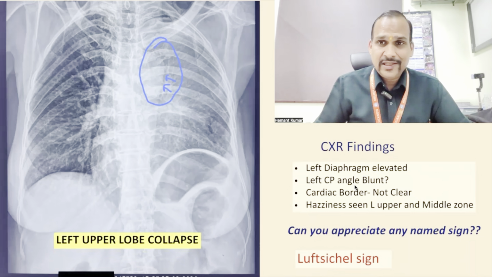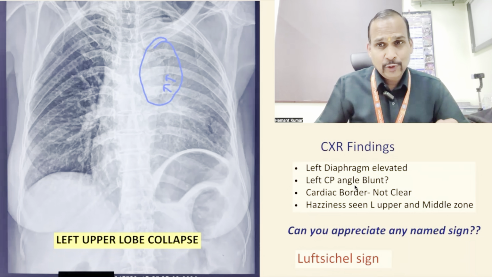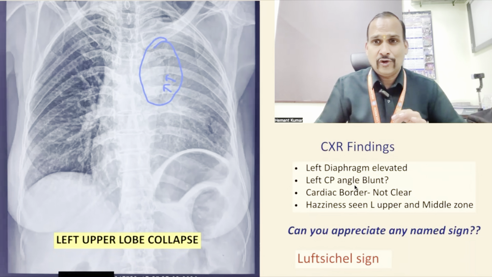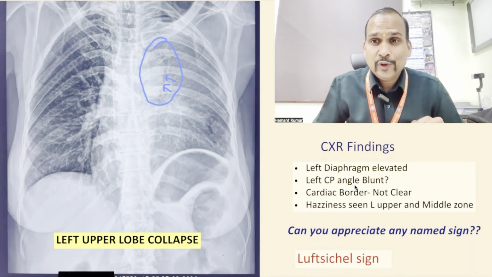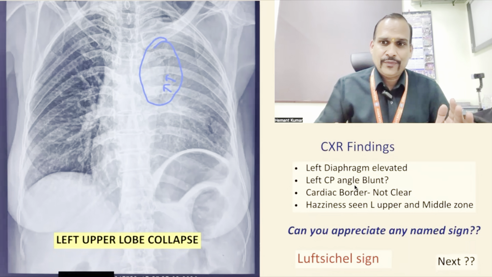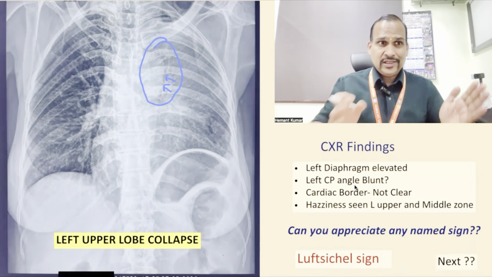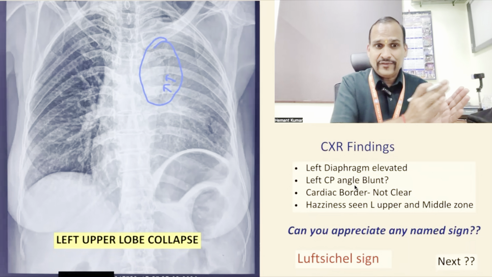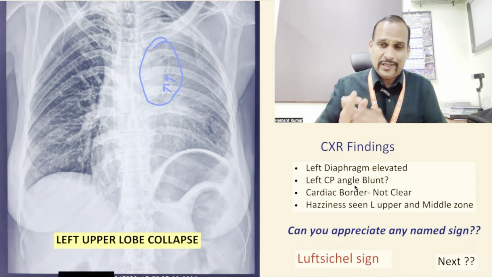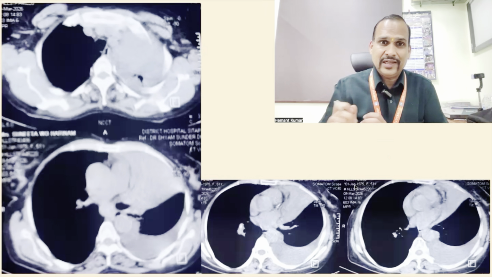So in this X-ray, if you see carefully, you will appreciate there is left upper lobe collapse. If I say left upper lobe collapse, it means lingula is also involved, because you are not able to make out the left heart border. It means lingula is also involved. Okay, what next? So this is a middle-aged female with left upper lobe collapse. What will you do next?